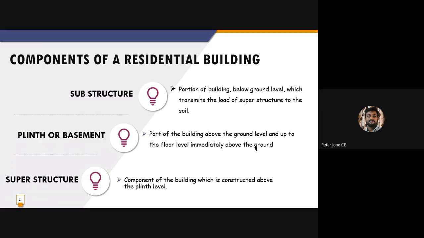So all the superstructure load will be transmitted to the plinth, which is above the ground level, and then the total load will be transmitted to the substructure which is below the ground level. So these are the components of a residential building: substructure, plinth, and superstructure. So just understand these terminologies.